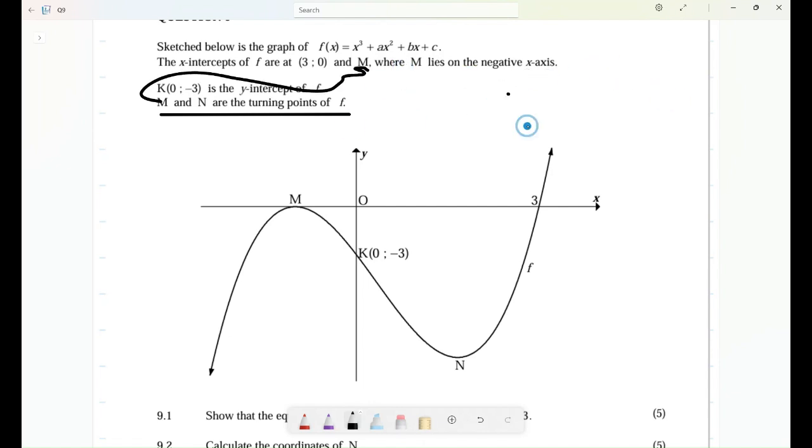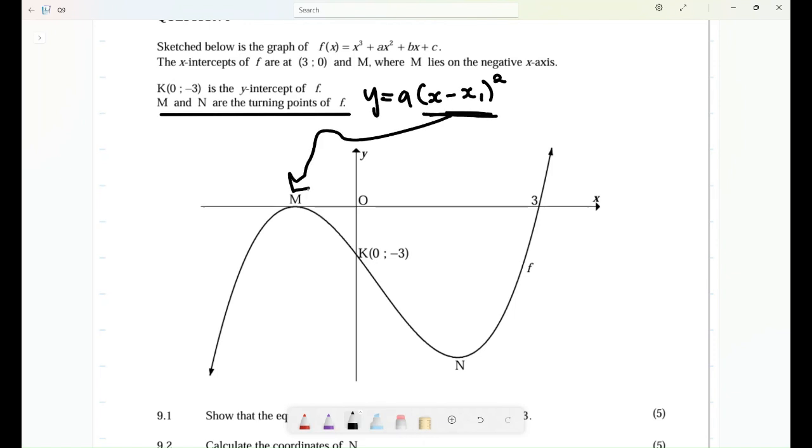Now, what I like to tell my students about this whole part: since M acts as both an x-intercept and a turning point, the equation that you use is like this. y is equal to, let me say, a into (x minus x1) squared. You have to square this part because the values that you get here are both for the turning point as well as the x-intercept.